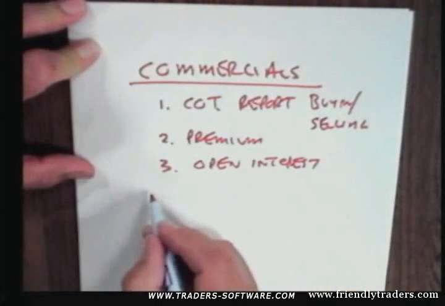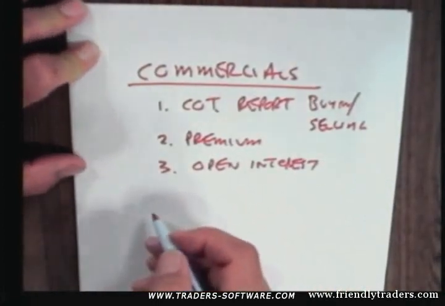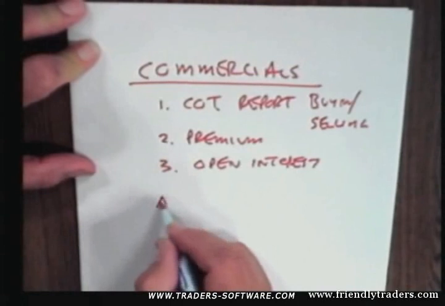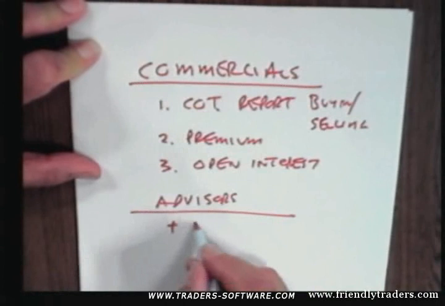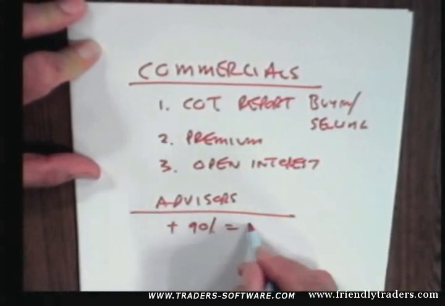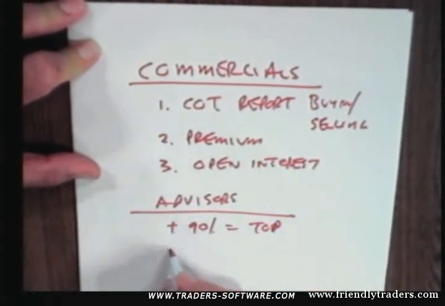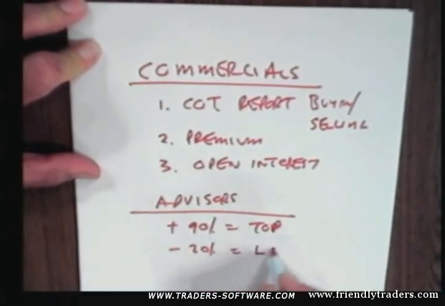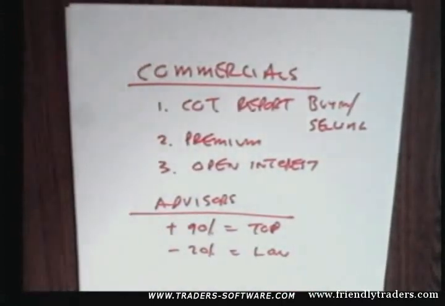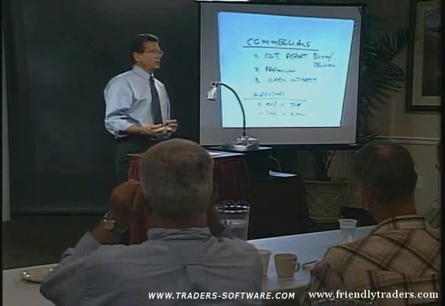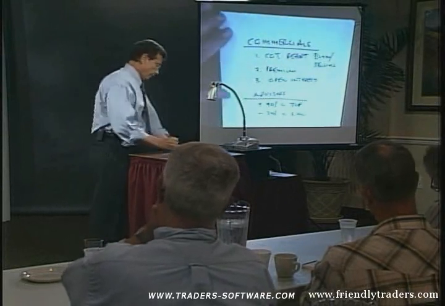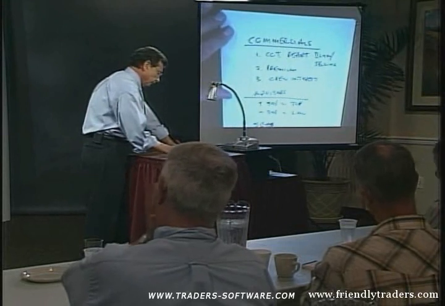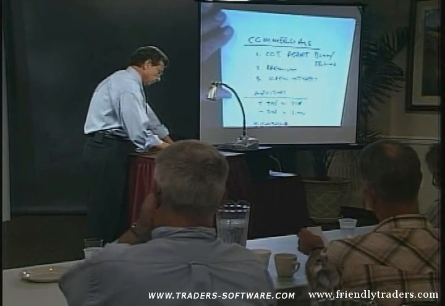The next thing we want to look at are the investment advisors. Remember, those people are wrong most of the time. We want to do the opposite of them. So we'll look at the advisors. When they're greater than 90% bullish, that equals a market top. When only 20% are bullish, that equals a market low. The ideal thing is to have these guys in opposition. The commercials are really bullish and the advisors are really bearish. That's the juxtaposition of the two. That's the ideal thing.